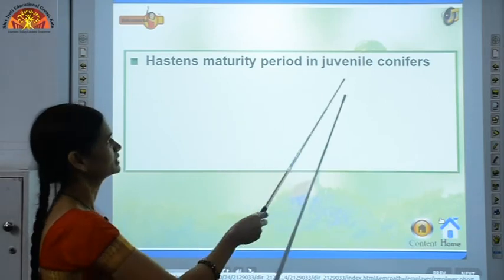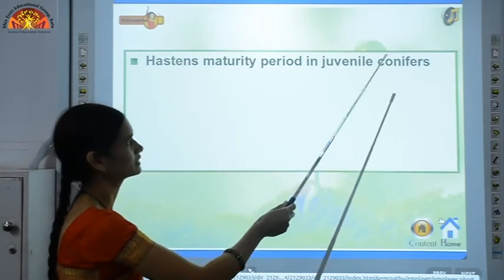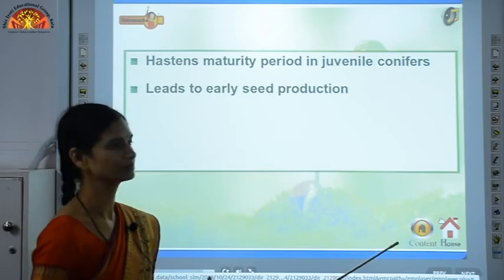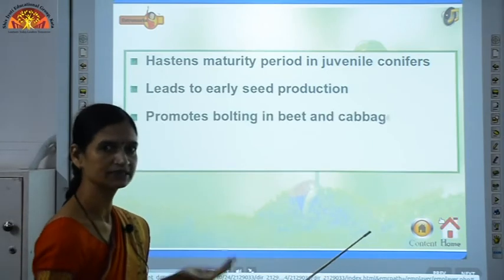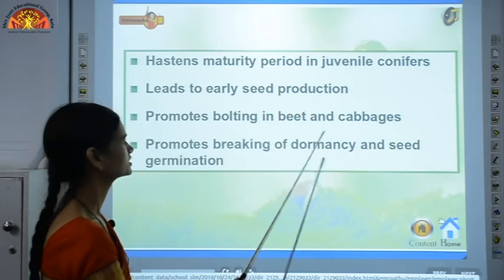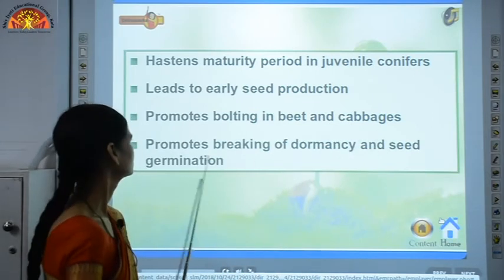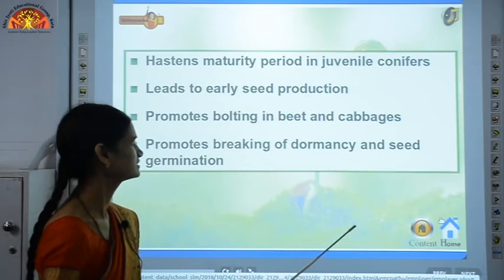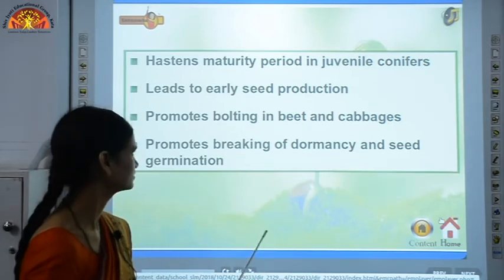Then it hastens maturity period in juvenile conifers. तो काफ़ी लंबे समय तक they will remain juvenile, that means they will remain young, and it leads to early seed production, promotes bolting in beet and cabbages, promotes breaking of dormancy and seed germination. Now what is dormancy बच्चों?